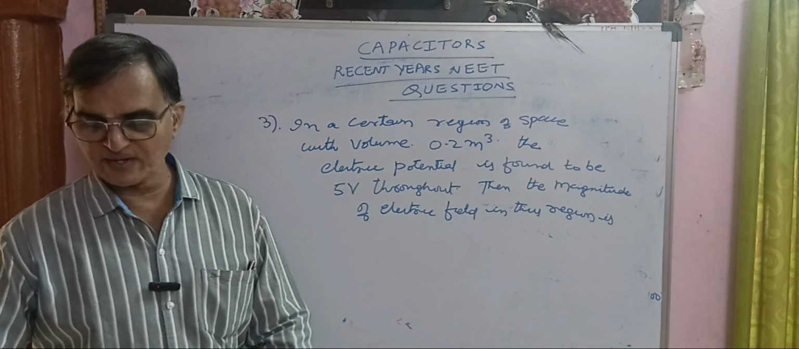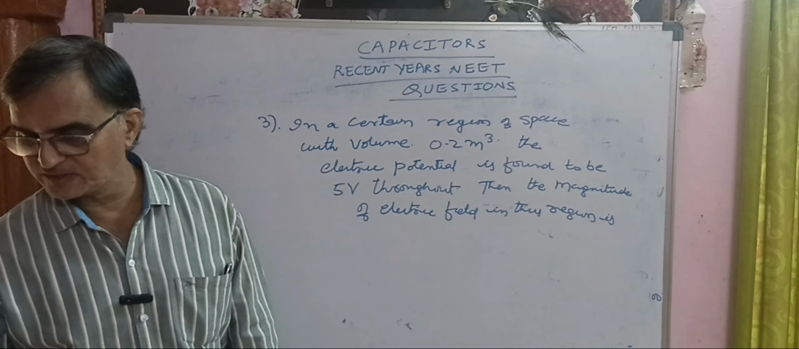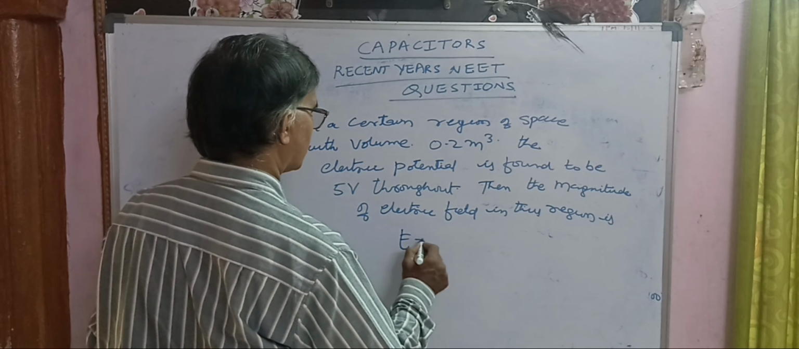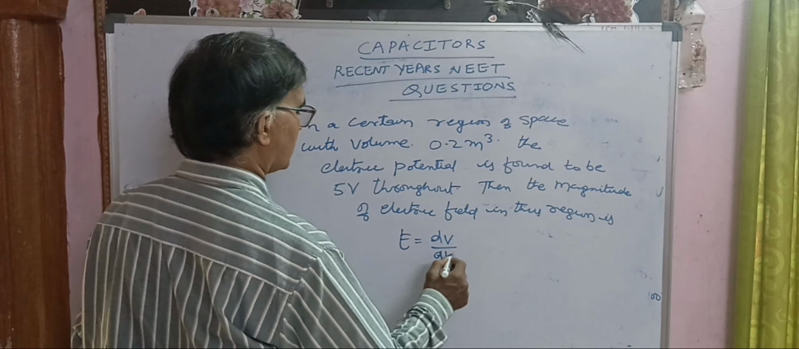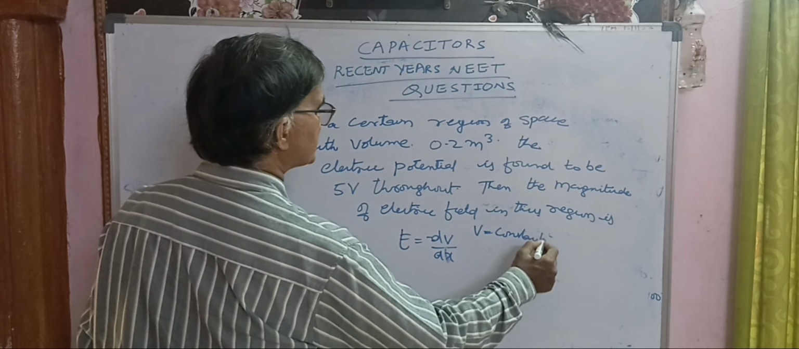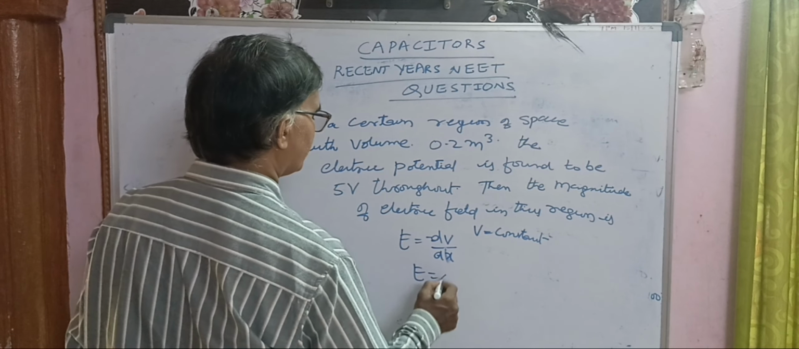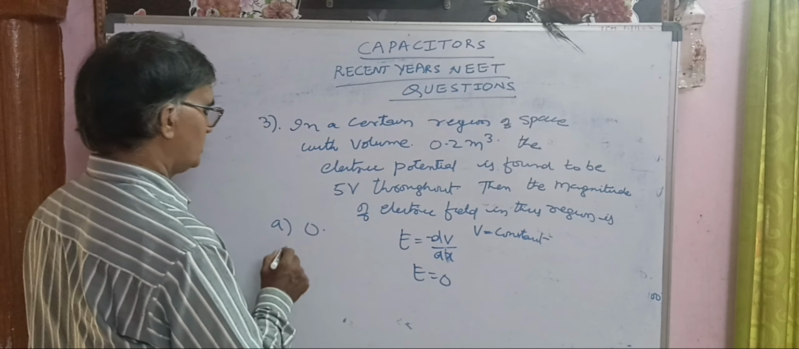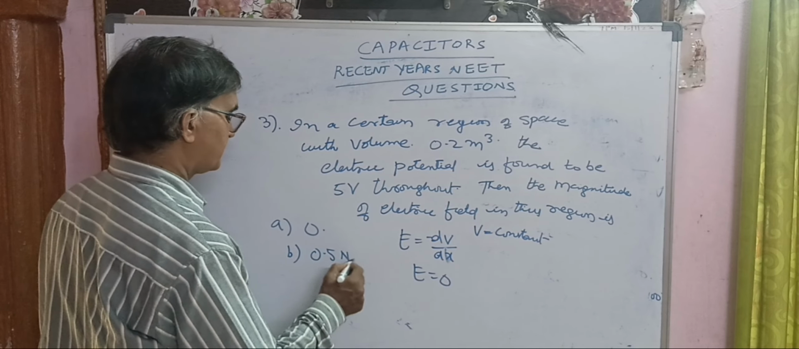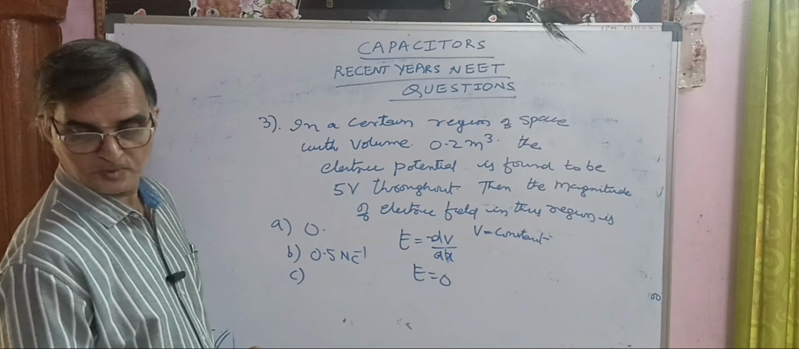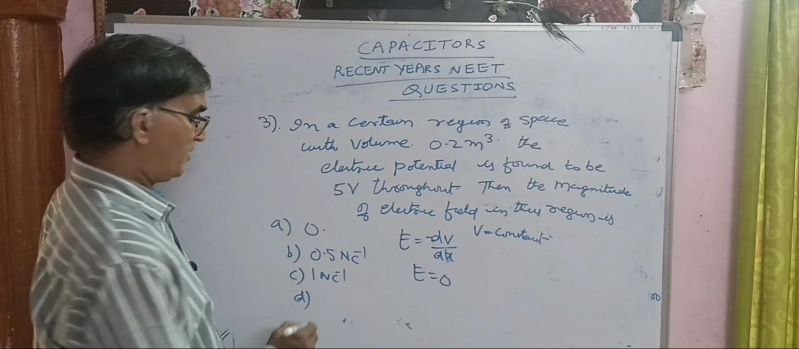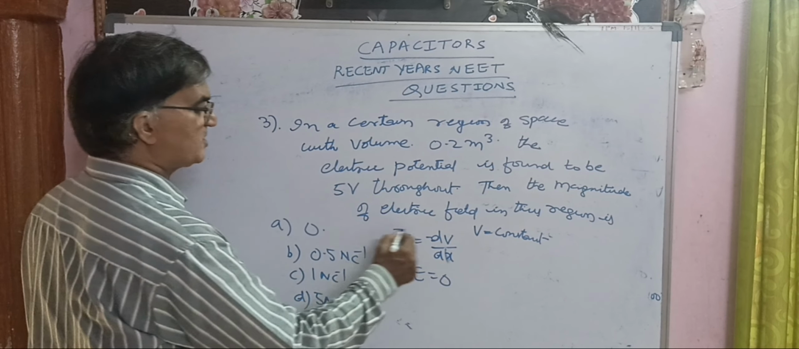Now you know the basic formula: E is equal to minus dV by dx. V is constant, which means the differentiation of a constant will be 0. E is 0 only. The answer is 0 only. Options: A 0, B 0.5, C 1, D 5.